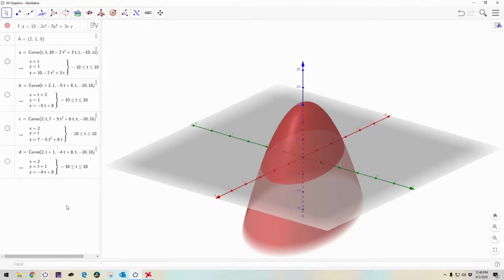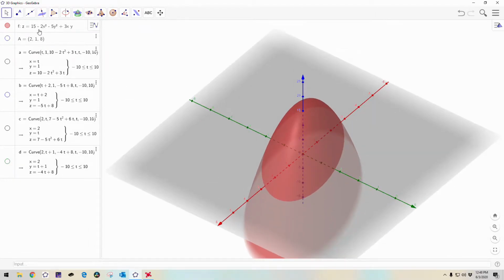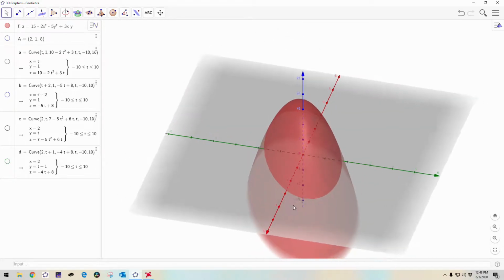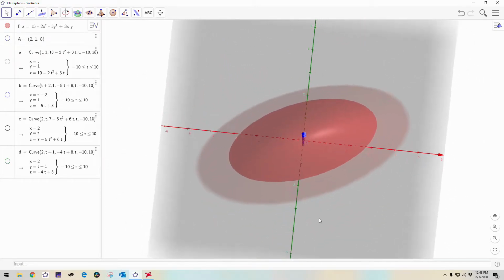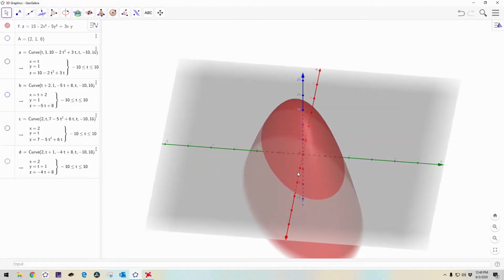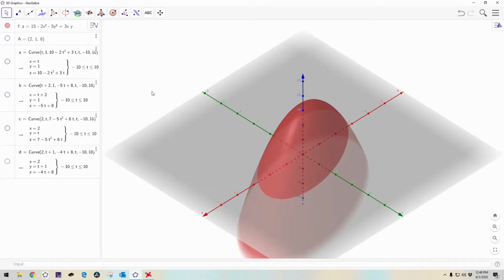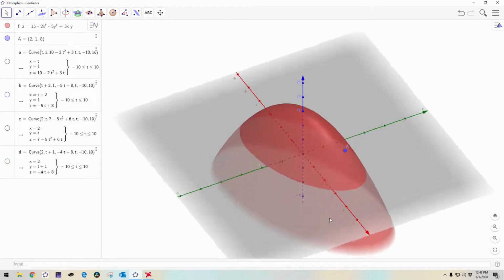All right, here's that function graphed in 3 space. Here's the 15 minus 2x squared minus 5y squared plus 3xy. Like I said, it's the elliptical paraboloid, and notice it has been slightly rotated so that the oval is not lined up with the axes anymore, and that's because of the xy term. The point in question was (2, 1, 8).